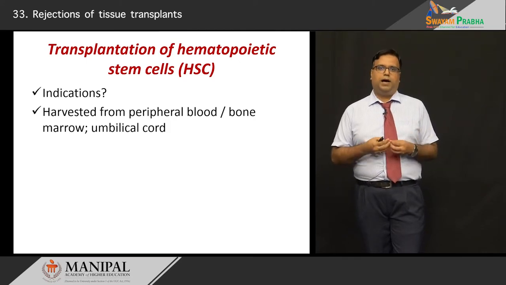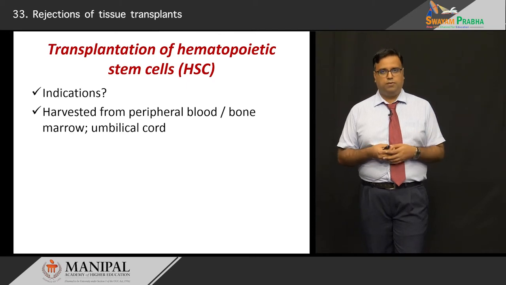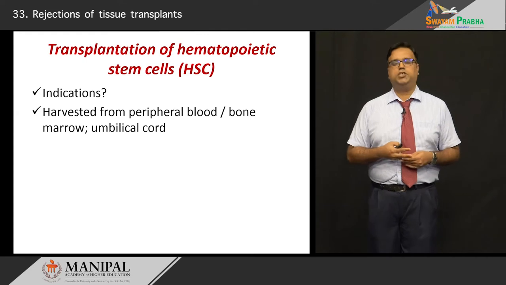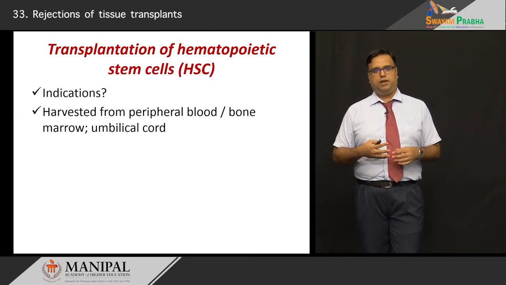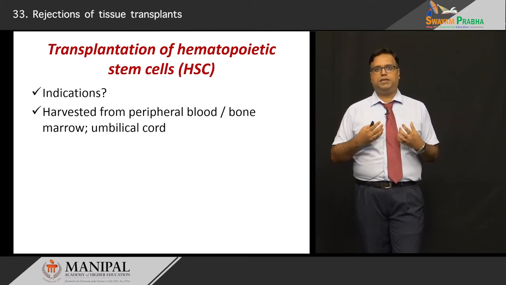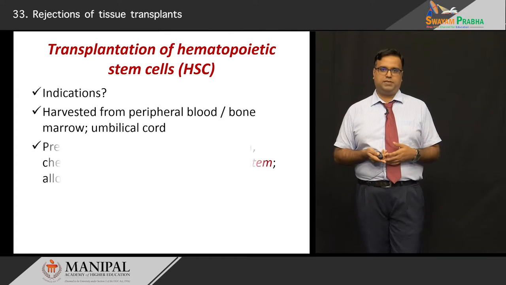Now here, you harvest the cells of interest from the peripheral blood itself or from the bone marrow. And in case of children, you can preserve the umbilical cord blood, which is of course now mushrooming into a merchandise itself. Now here, you can harvest the stem cells, which have a capacity to multiply and differentiate along multiple lines, are the cells of interest.